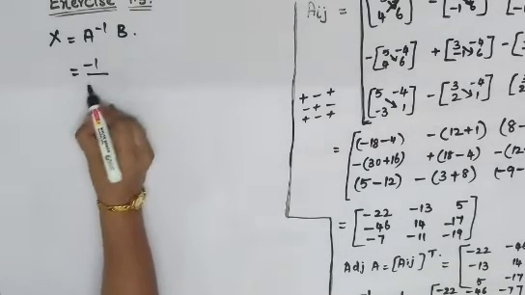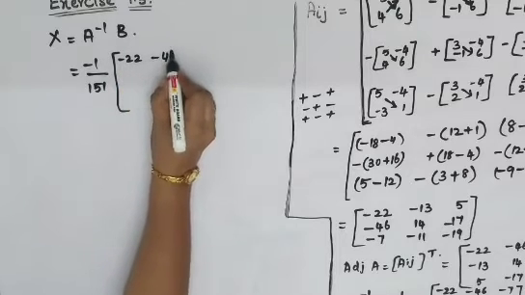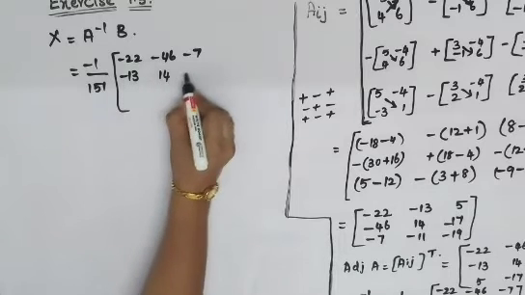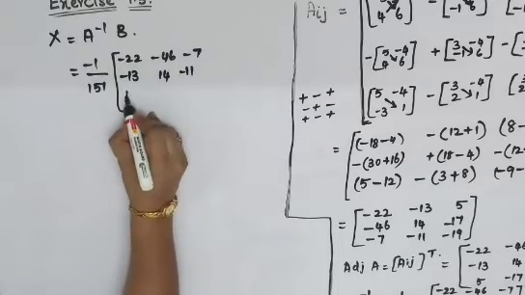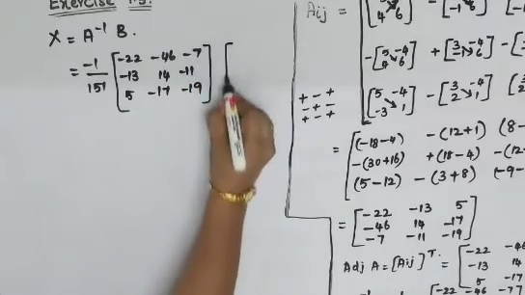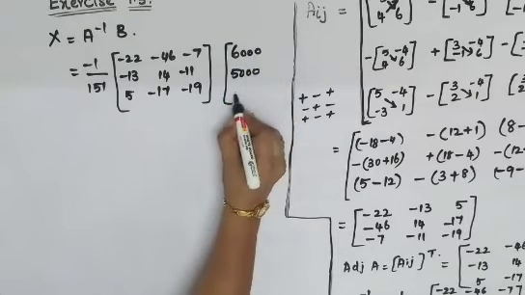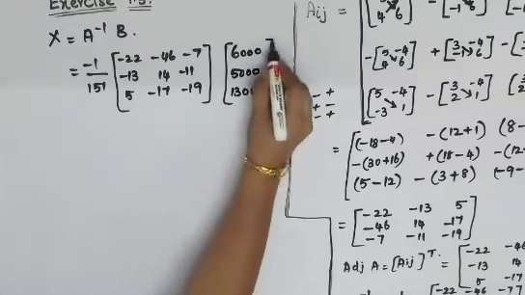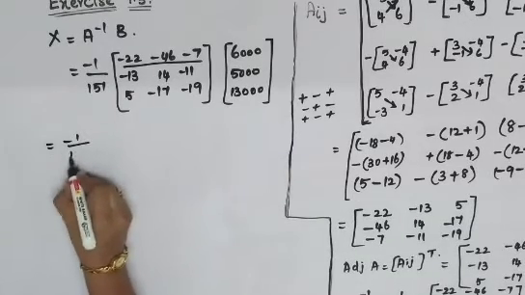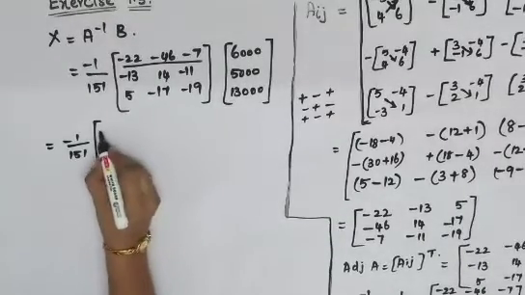So we will get minus 1 by 151 into minus 22, minus 46, minus 7, minus 13, 14, minus 11, 5, minus 17, minus 19, into your B, which is 6,000, 5,000, 13,000. Now you have to multiply first row, that column. So it is equal to minus 1 by 151, and keep it outside, open your bracket. Minus 22 into 6,000, you can use your calculator.